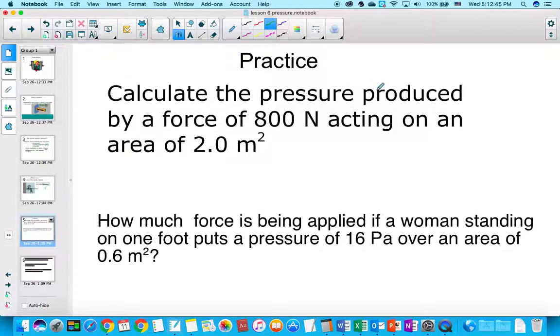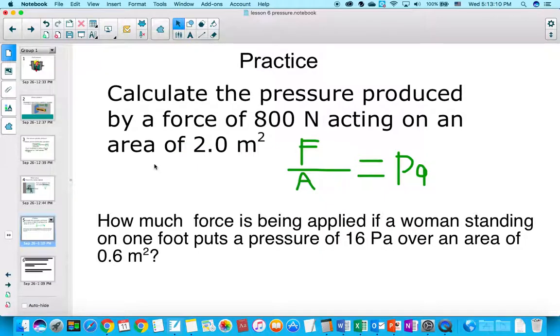Calculate the pressure produced by a force of 800 newtons acting on an area of 2 meters squared. So again, we know that force over area equals pascals, or pressure, right? So what is our force? 800. We have 800, and I'll draw a line. That's our 800 newtons over 2.